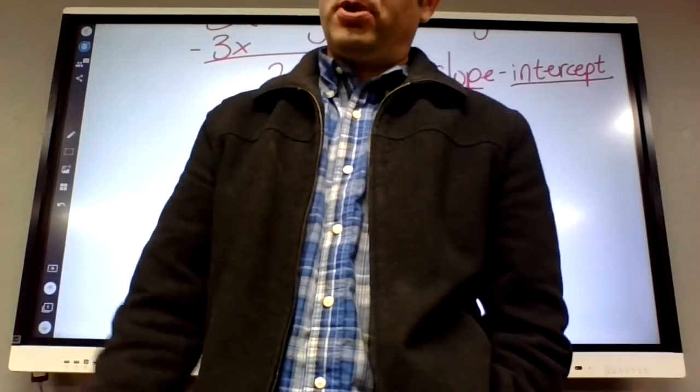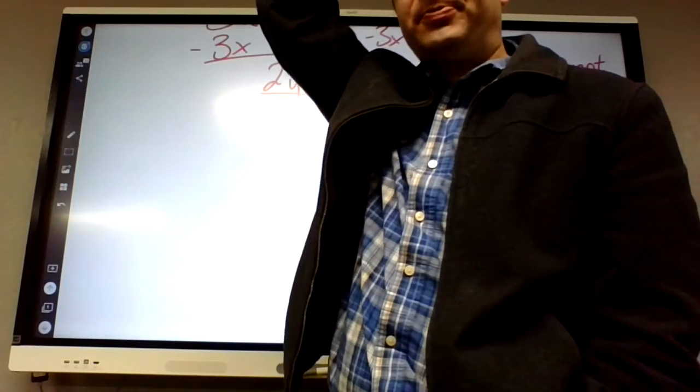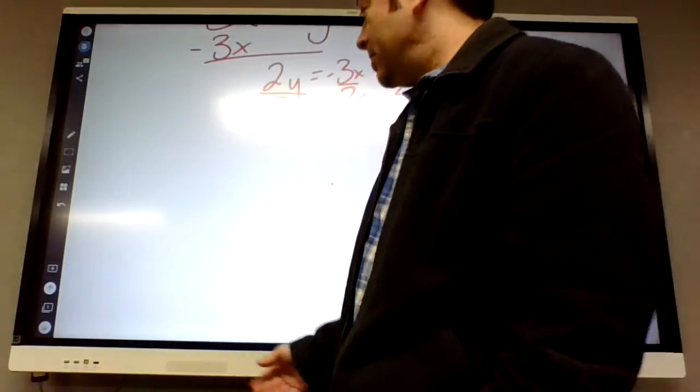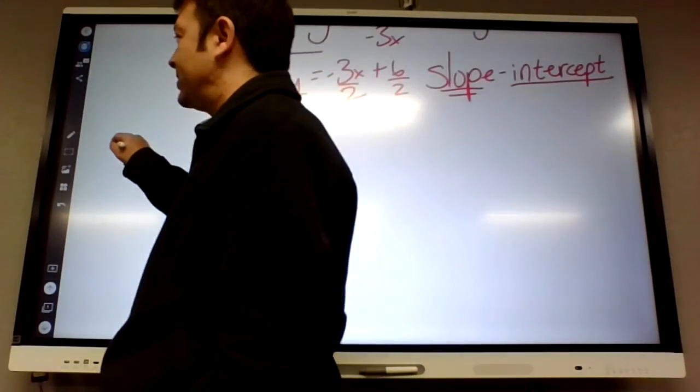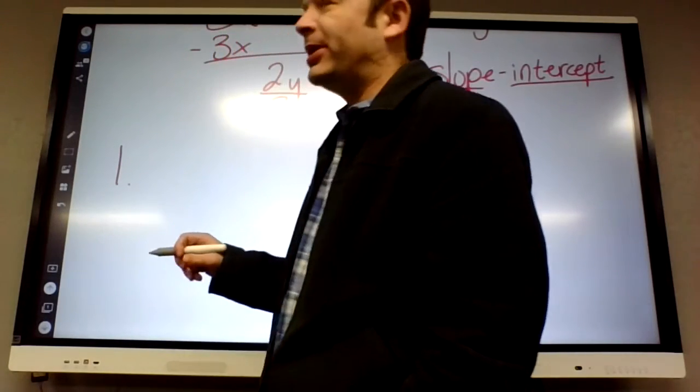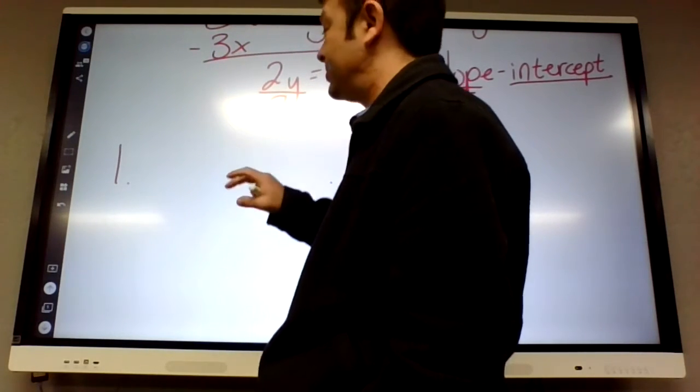So number one, it says write the equation of the line with the given slope and y-intercept. So these are pretty easy. They're just telling us what the slope and y-intercept are. So all we have to do is plug them into the equation.